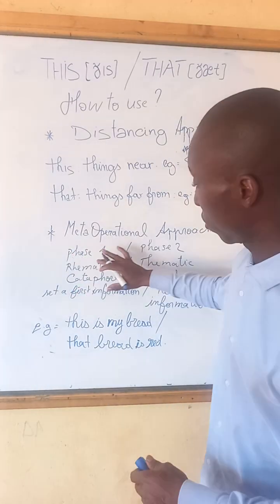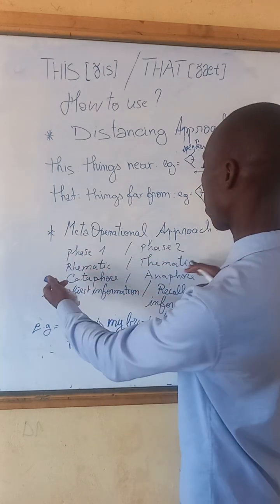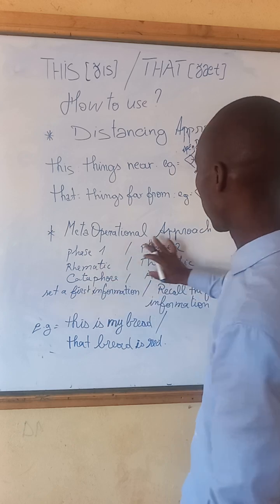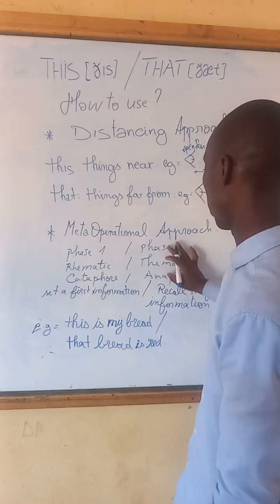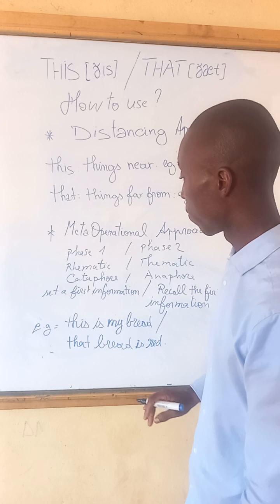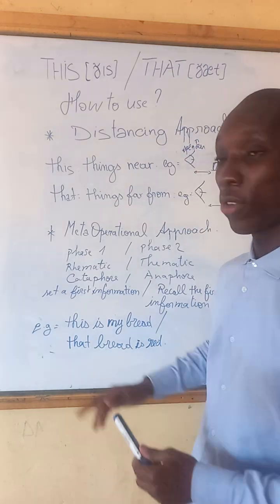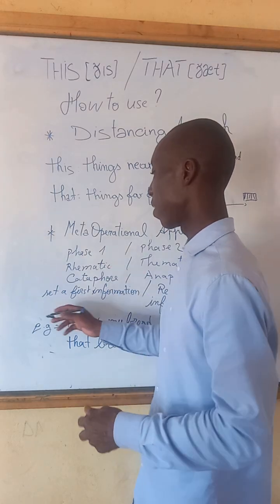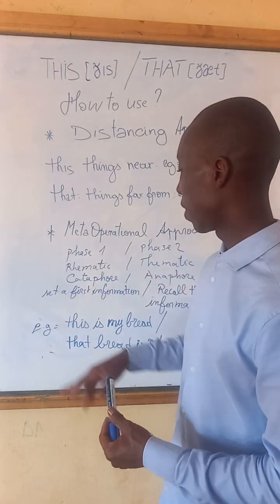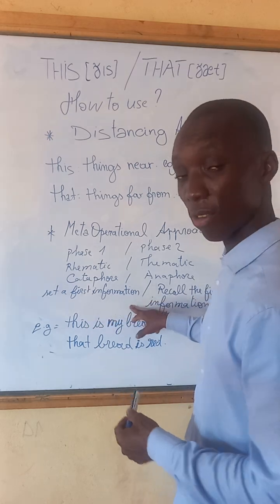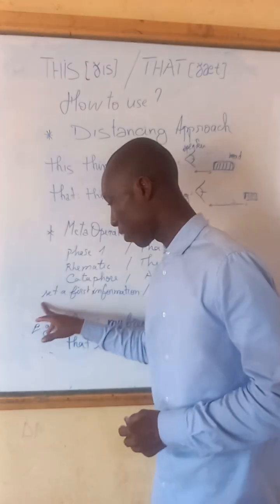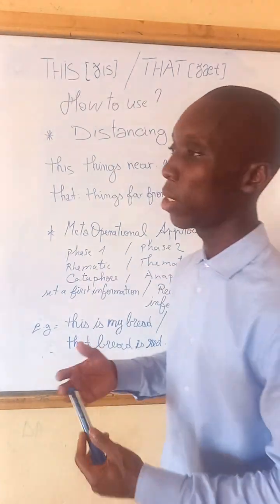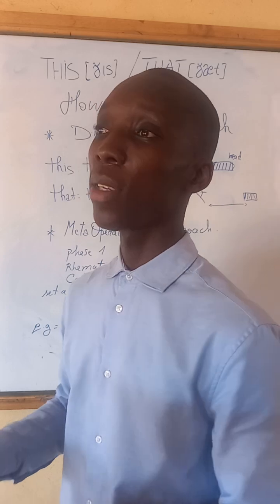If you really pay attention, I put on the one side all those groups representing phase 1, and on the other side, phase 2. Okay, so according to Henri ADAMCZEWSKI, or according to the metaoperational approach, phase 1 is considered as the setting of a first information. The first one sets a first information because when we are speaking, we are constantly discussing things.